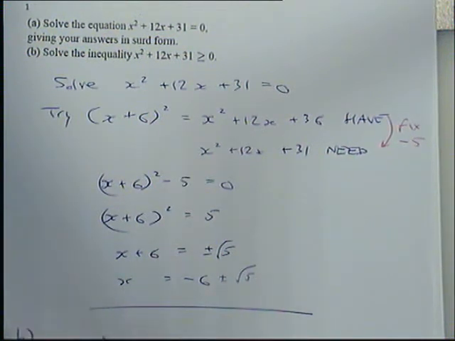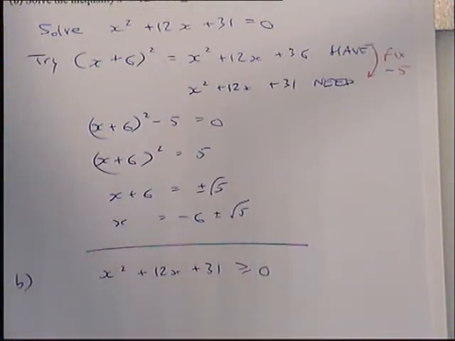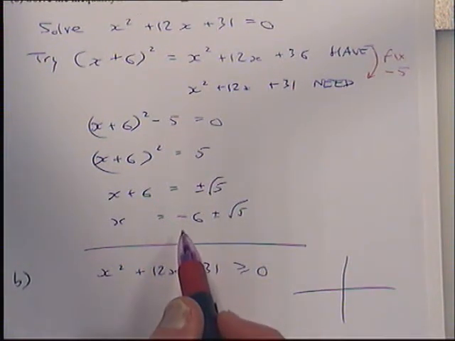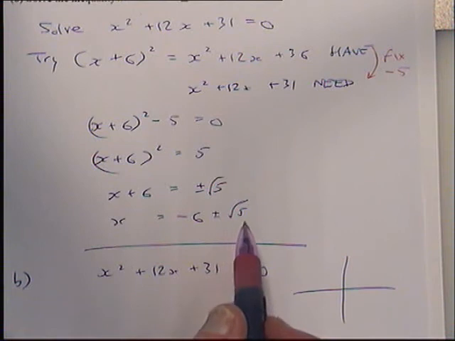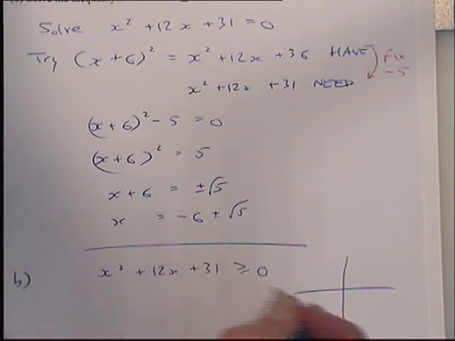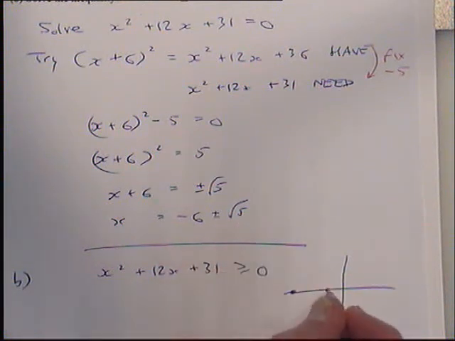Now for part B, thankfully we've got exactly the same thing here, except it's greater than or equal to 0. It's the same as part A, just for this thing here. So we know the roots are minus 6 plus root 5. Root 5, roughly what size is root 5? Yeah, it's got to be between 2 and 3, hasn't it? Because root 9 is 3, root 4 is 2, so it's going to be 2 and a bit. So it's going to be minus 6 minus 2 and a bit, which is going to be negative, and minus 6 plus 2 and a bit, which is also going to be negative.